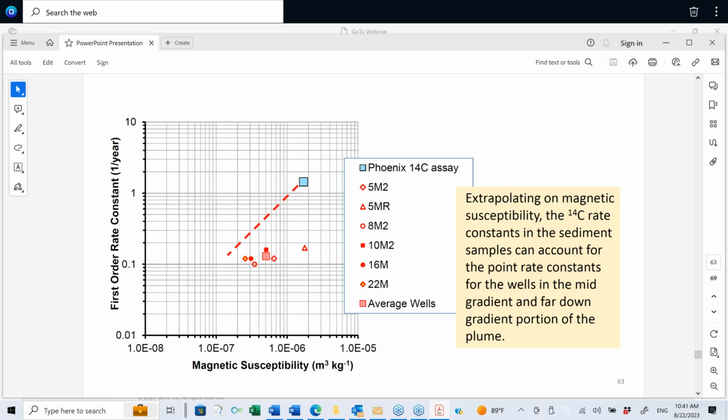So I plot the magnetic susceptibility of the material in the assay against the rate constant in the assay. Then that dotted red line is scaling it back down, it's just a linear projection. You can see that the slower rate constants of the Clemson assay can account for the rate constants that are seen in the aquifer system.